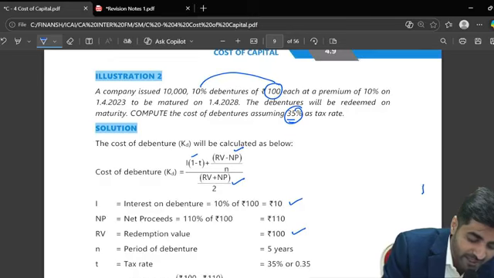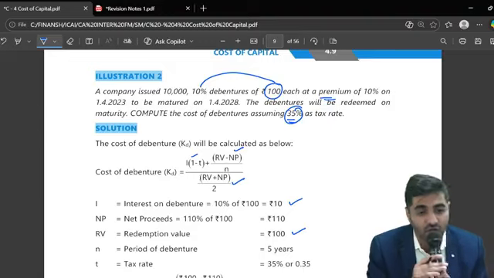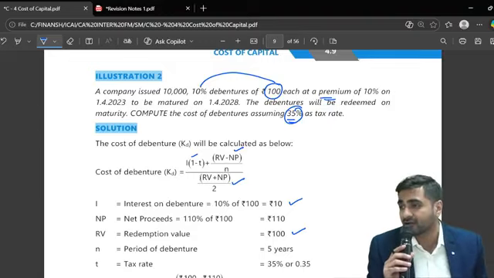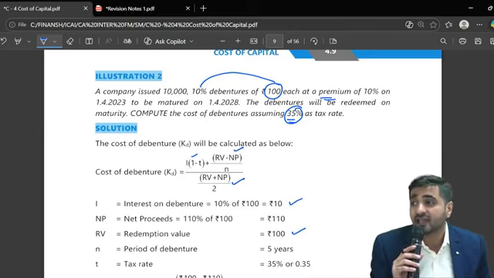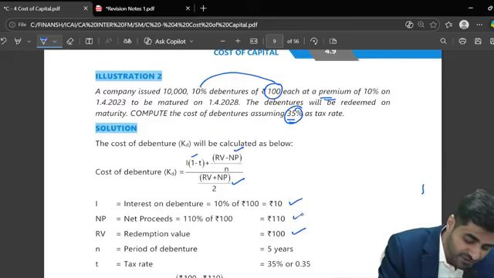Okay. And what is my net proceeds? Am I issuing some debentures at a premium? Come on, yes or no? And what's the premium, beta? 10%. So please tell me now, what is going to be my issue price, net proceeds? Can I say it will be 110, right? So that is how I got this net proceeds also as 110.